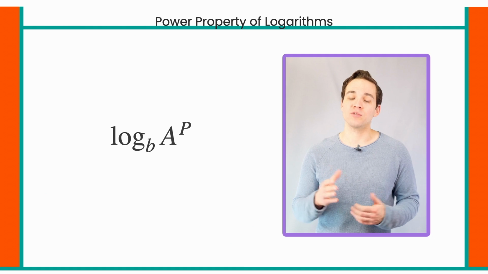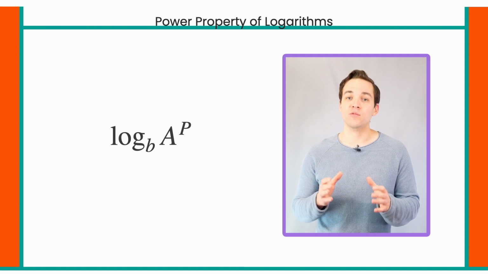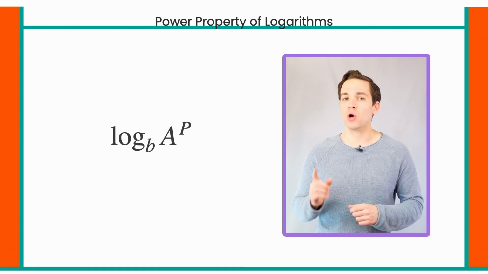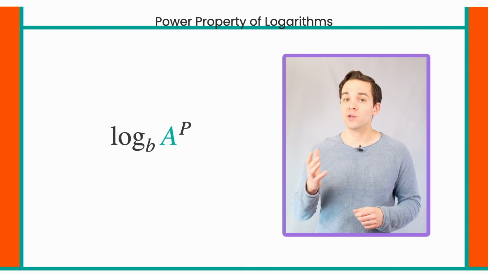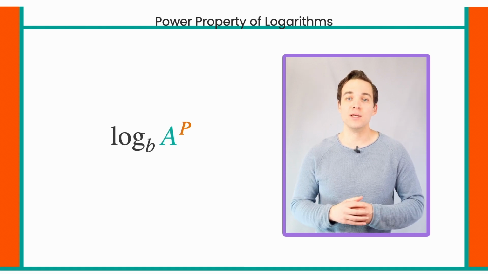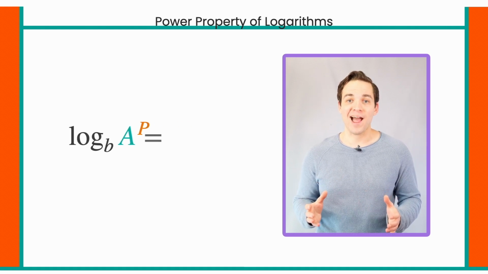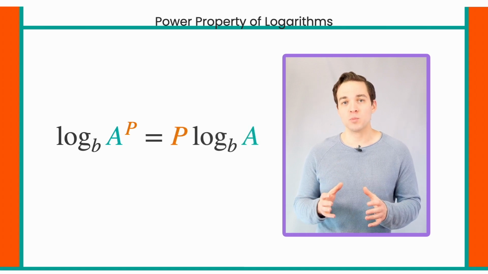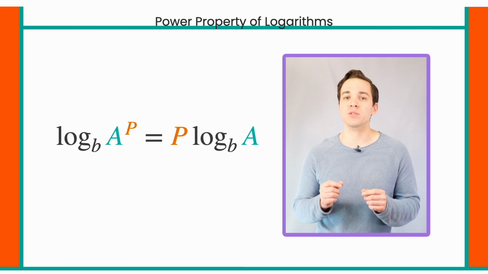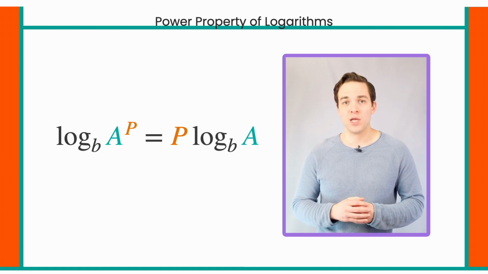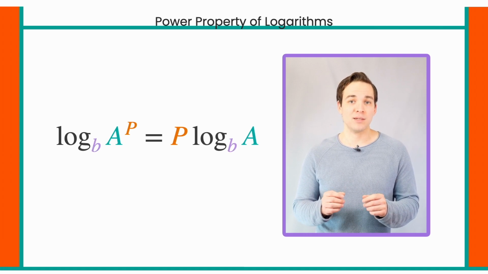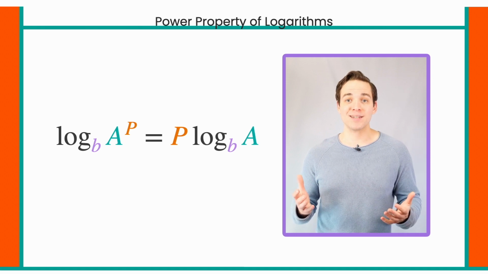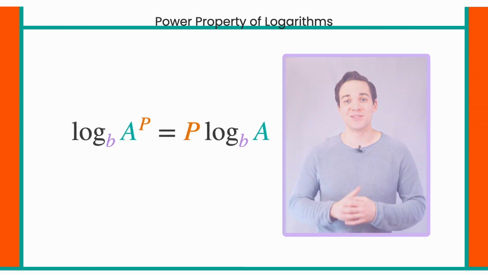The power property of logarithms tells us that if we have a logarithm whose argument is some value a raised to some power p, we can rewrite it as p times the log of a. In other words, the exponent of the argument becomes the coefficient of the logarithm. Note that the base, b, stays the same. Let's practice applying this property with some examples.